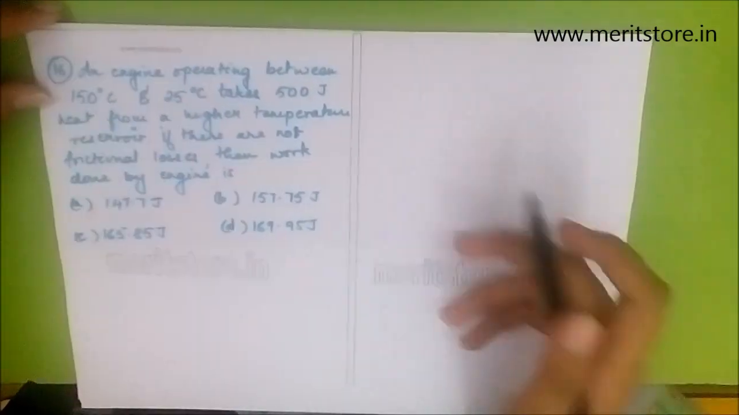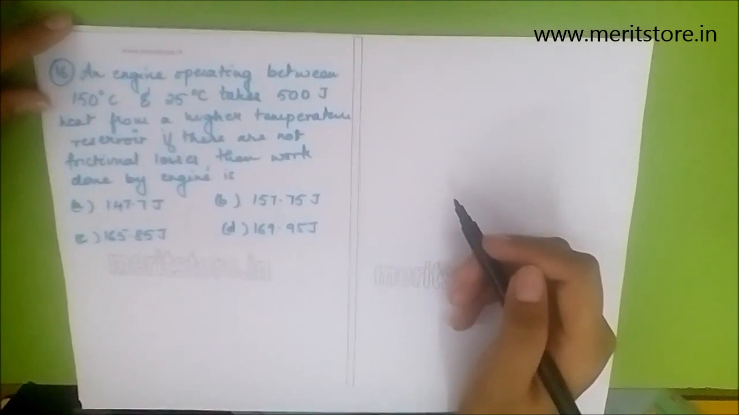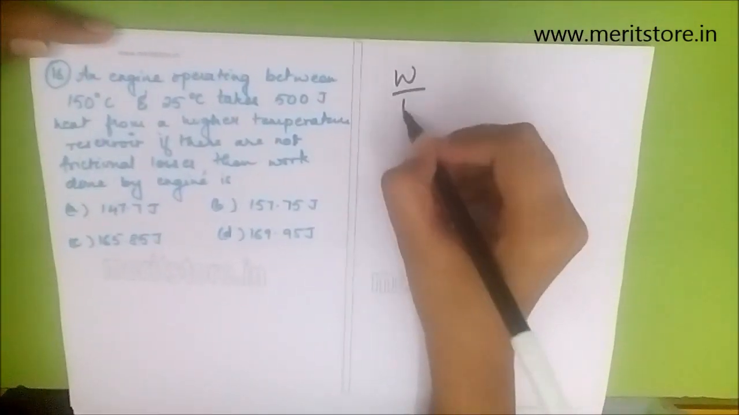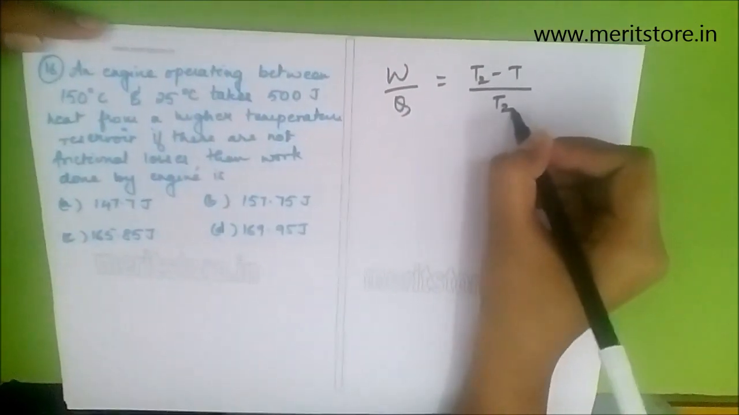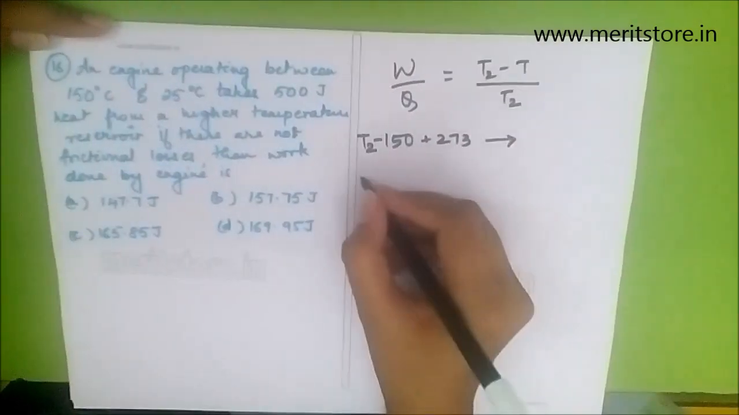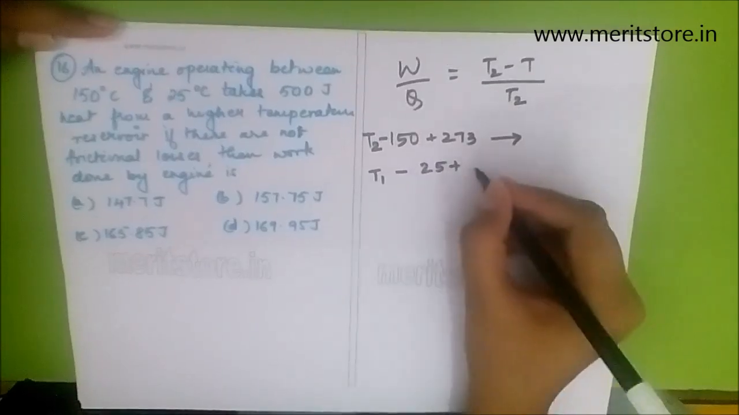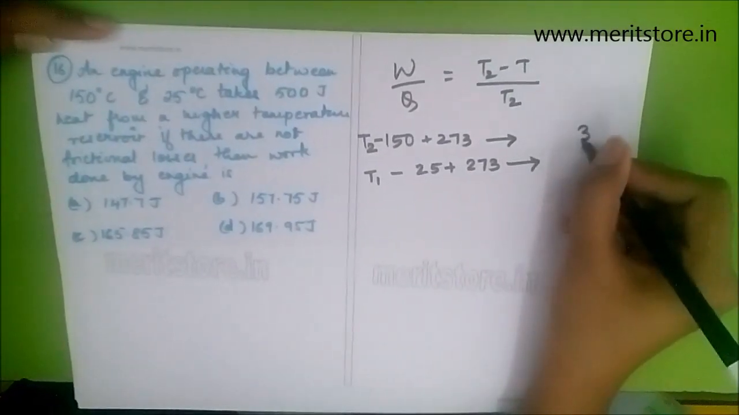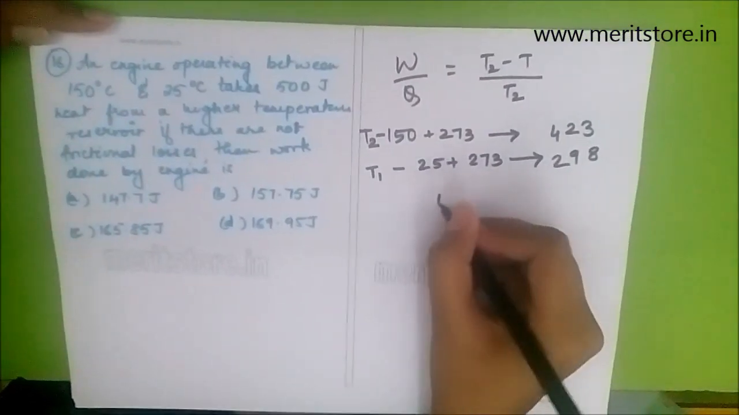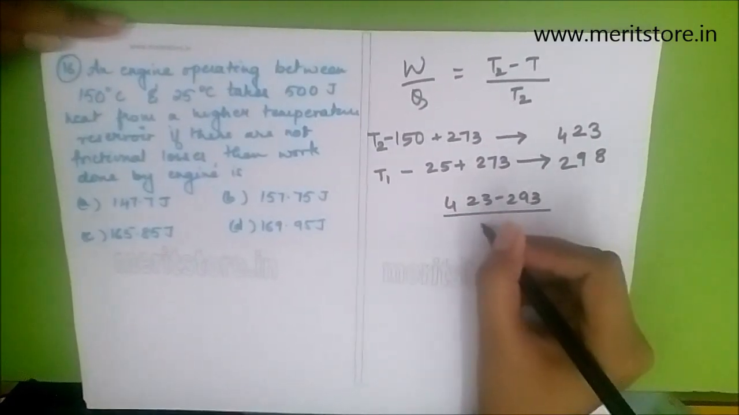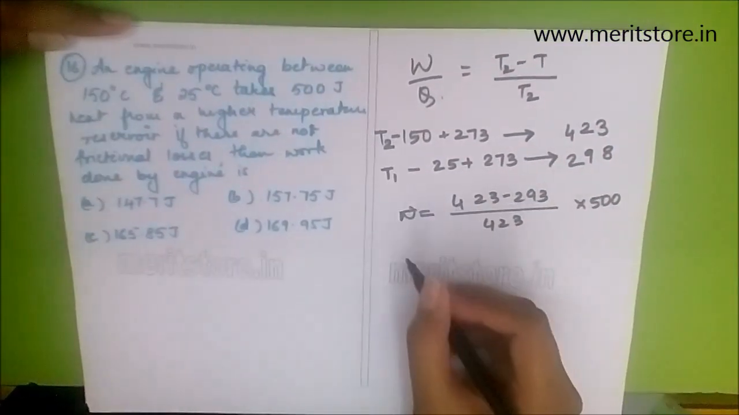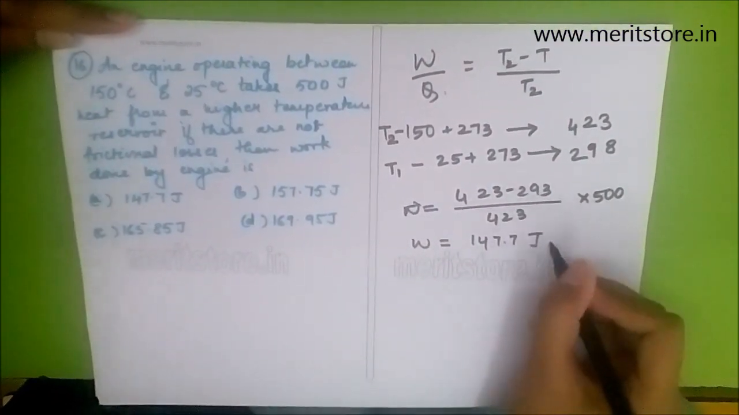An engine operating between 150 degrees Celsius and 25 degrees Celsius takes 500 joules of heat from a higher temperature reservoir. If there are no frictional losses, then the work done by the engine is... Now applying the formula, that is W by Q is equal to T2 minus T1 upon T2. Let's consider 150 as T2, converting it to Kelvin. Substituting it into the formula and taking Q to this side, we get the work done, which is equal to 147.7 joules.